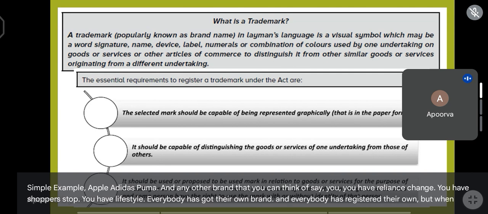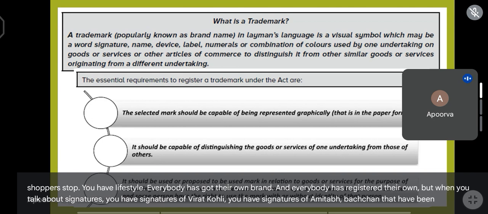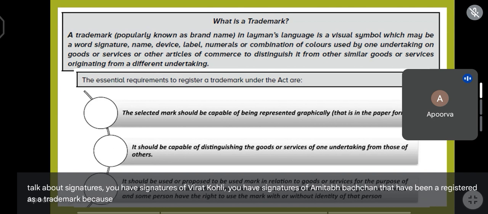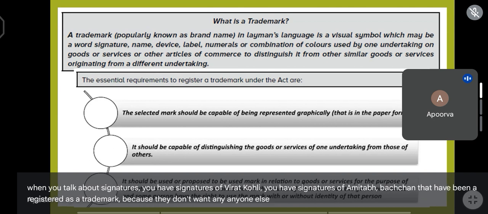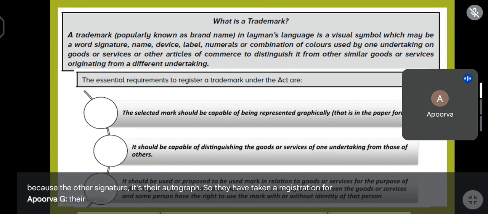When you talk about signatures, you have signatures of Virat Kohli and Amitabh Bachchan that have been registered as a trademark, because they don't want anyone else to use their signature. It's their autograph, so they have taken a registration for their signature also.